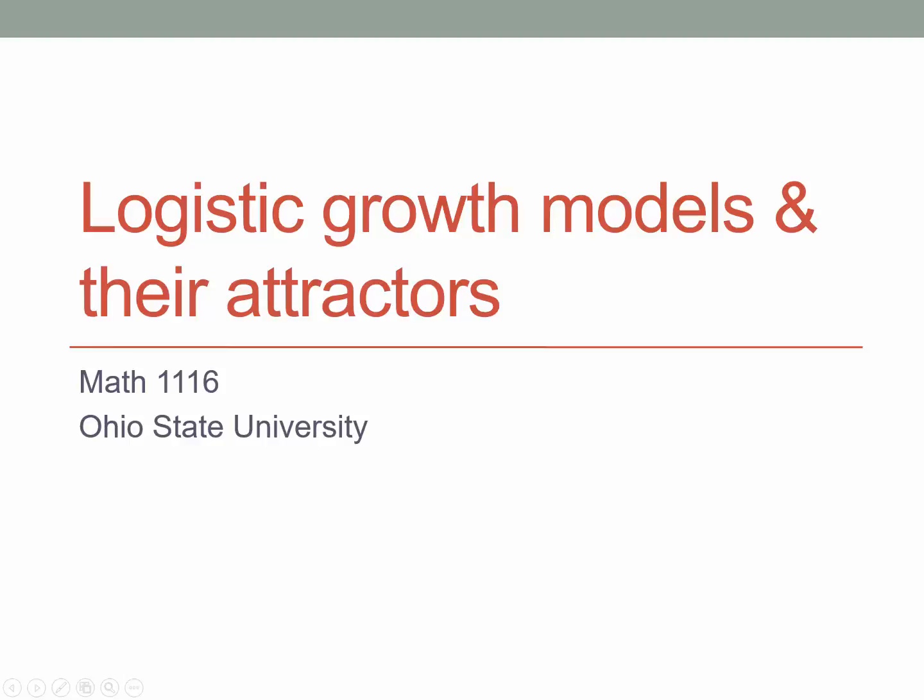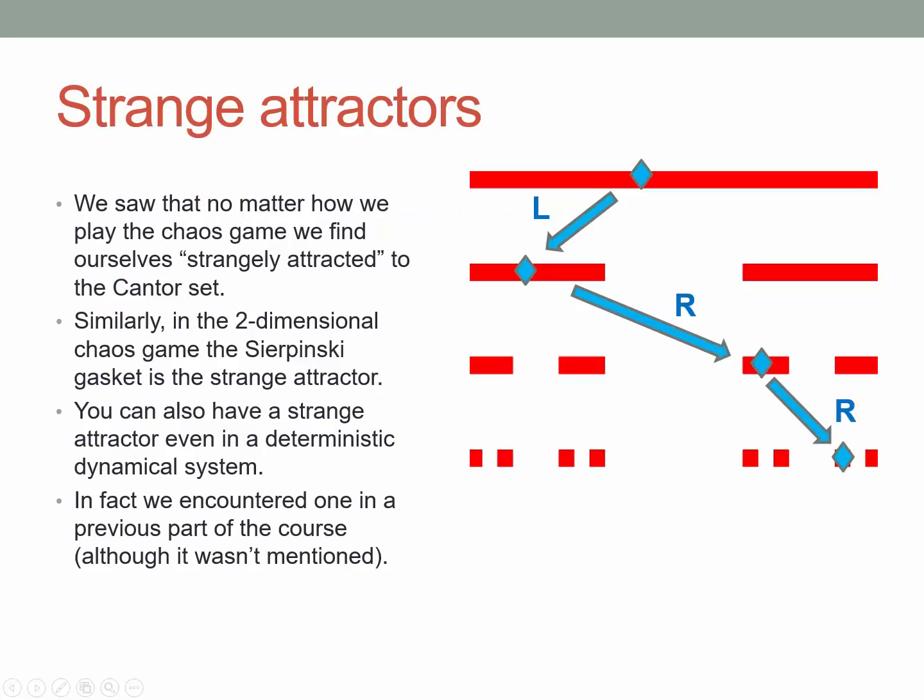In the last lecture, we saw a strange attractor, namely the Cantor set, which was somehow controlling or governing the chaos game. And in this lecture, we will also continue to look at attractors, but arising from a different dynamical system. So let's review a little bit. What we saw when playing the chaos game, or in our analysis of the chaos game, is that no matter how you play it, you find yourself strangely attracted to the Cantor set.